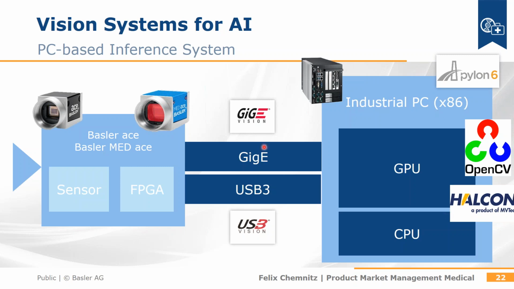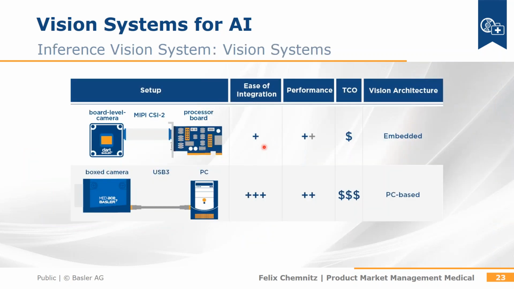So to wrap this up, from our perspective, the PC-based system is the easiest one to use. That's why it gets 3 pluses for ease of integration, because you can just grab a camera, connect it via USB 3, and it will be detected by the PC itself. You install Pylon, say grab image, and then you go. You can also buy software directly off the shelf. You buy your Halcon, say, okay, that's my artificial intelligence or neural network task, and you will be able to set this up quickly and easily.